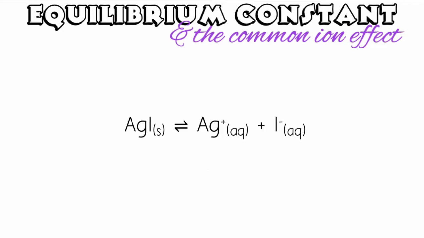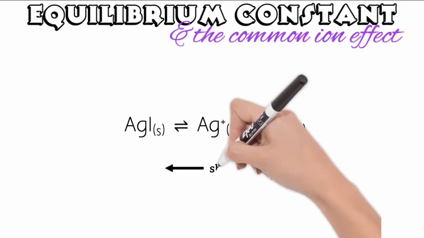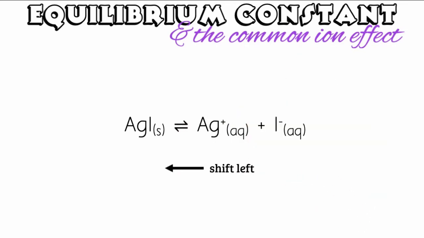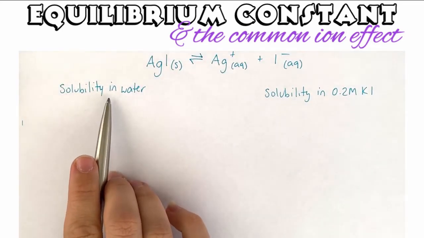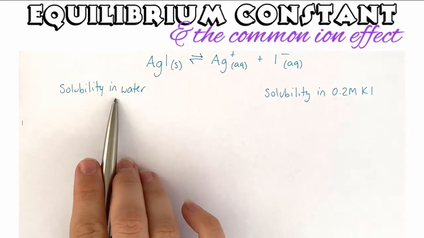Consider the above equation. If we were to mix the above solution with potassium iodide, then we are effectively adding more iodide ions. Since we're increasing the concentration of the iodide ions, the system will shift in order to minimize this disturbance. The equilibrium will therefore shift to the left to create more precipitate, using up those extra iodide ions. So let's compare the solubility of silver iodide in water with the solubility of silver iodide in a potassium iodide solution. Let's start by looking at the solubility of the silver iodide in water.